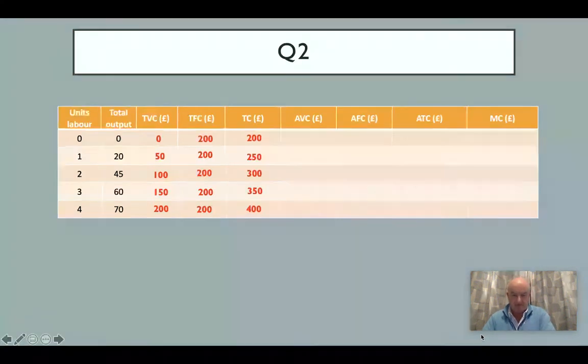And then we've got to calculate the average variable cost. So in that instance, what we're doing is taking the total variable cost and dividing it by the amount of output. Now, obviously in the first instance where we've got no output, we've got no average variable cost. For the second level, where essentially we've got our total variable cost at 50 with a total number of units of output at 20, that brings that to £2.50.